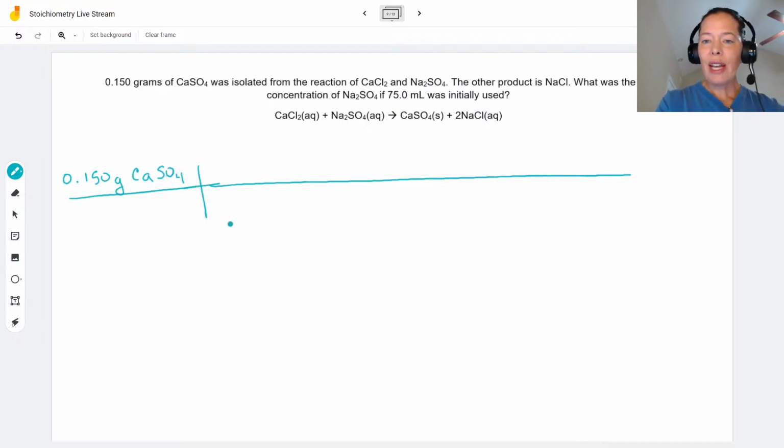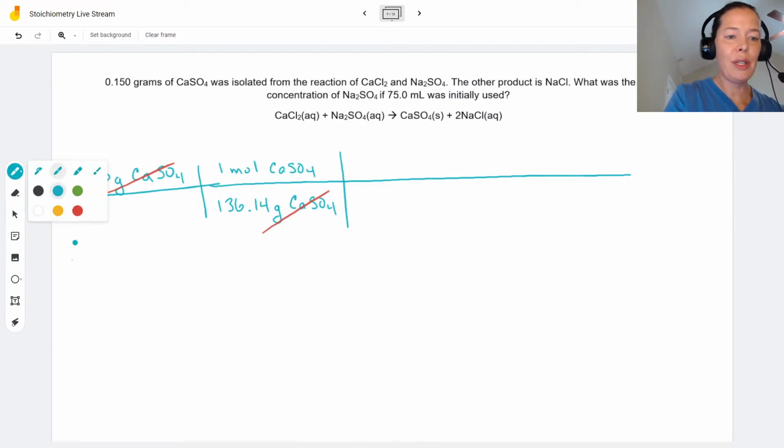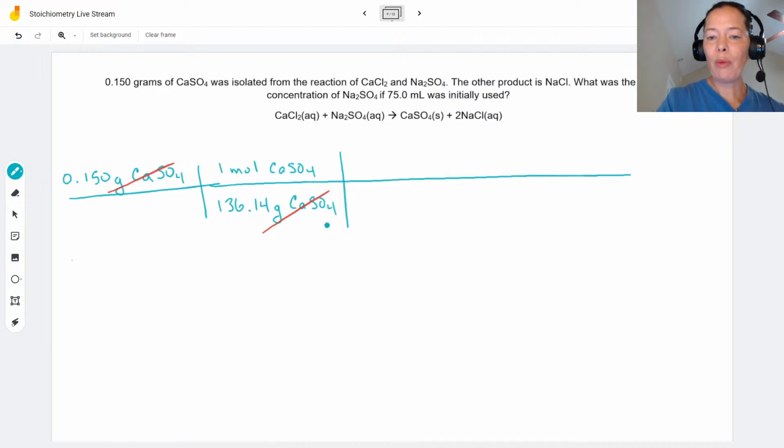So I've got grams of calcium sulfate to convert to moles. I need the molar mass. I do have that molar mass. Here it is, 136.14 grams per mole. And this is 1 mole calcium sulfate. Okay, great. Let's make sure everything cancels like I want. Yep, my grams are gone. Now I've got moles. Now I can use my mole ratio.